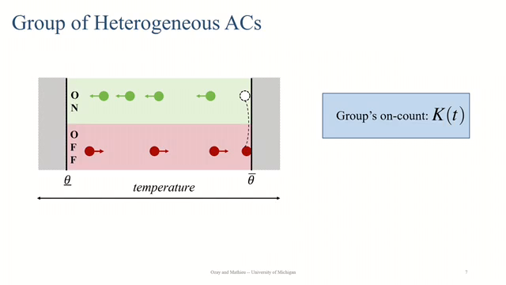We're actually interested in controlling a group of air conditioners, which we can show here on one state diagram. And we're looking at heterogeneous air conditioners, which means that they move through the temperature space at different rates. And just to introduce some terminology, a group's on count is the number of air conditioners that are on at a particular time t and is denoted with capital K.